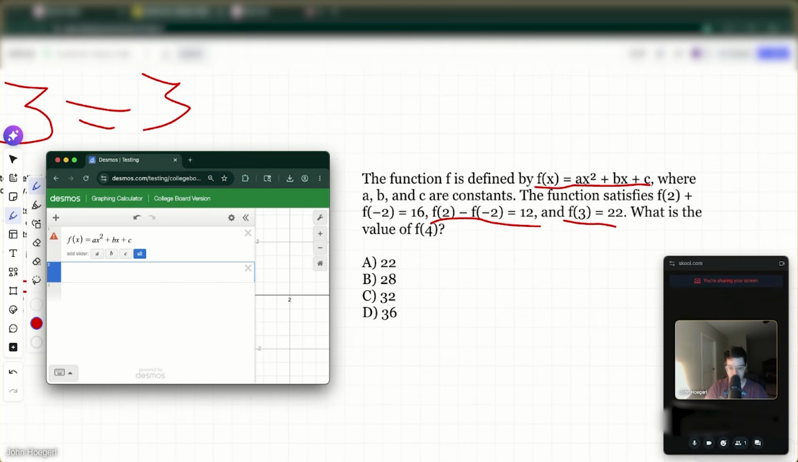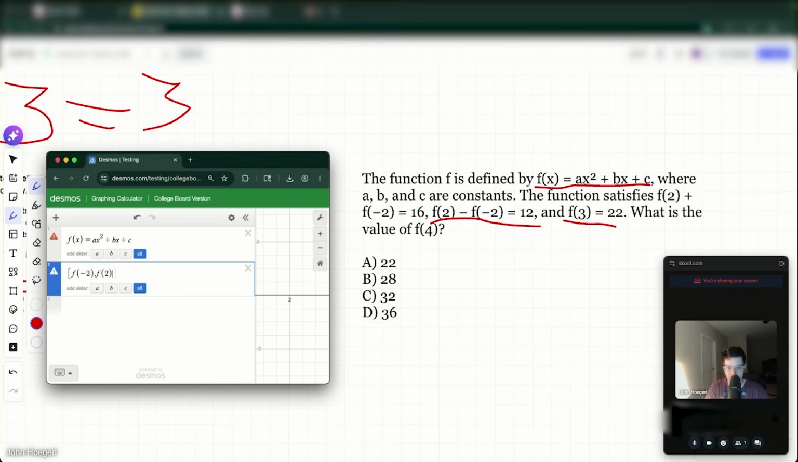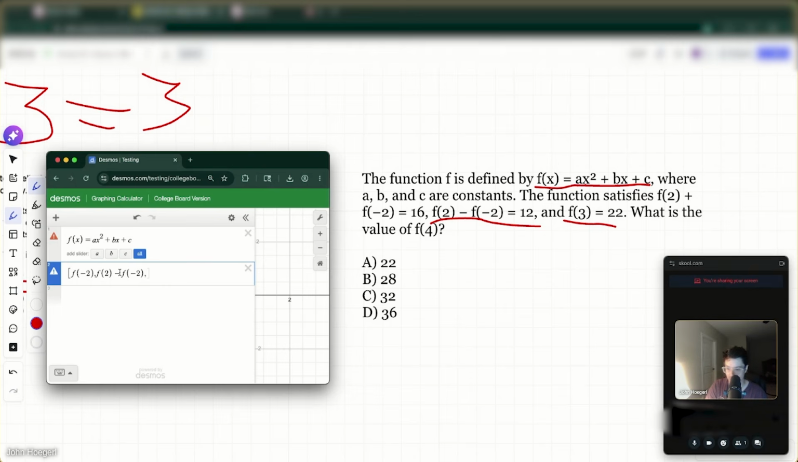So I would do brackets, and I put the left sides of each of them. So I would do f of -2 for the first left side. Then the next left side would be f of 2 minus f of -2. Then the last one would be f of 3. And then for the right sides of each of them, it would be 16, then 12, then 22. Okay, so we have all of those different ones in there now.